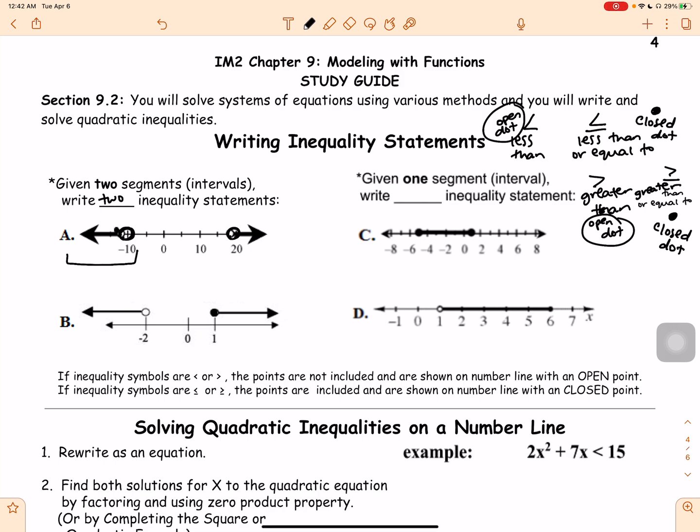Whenever it's a closed dot, that is whenever it's less than or equal to or greater than or equal to, okay? So right here in part A, we see here the open dot at -10.